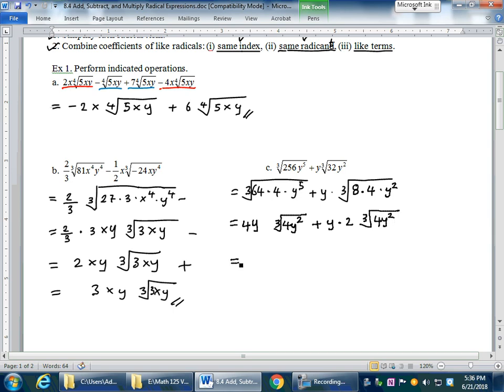Now, continue simplifying a little bit. So that will be 4y times cube root of 4y squared plus 2y cube root of 4y squared, which gives us 6y cube root of 4y squared, because they are like radicals and we can add them together.